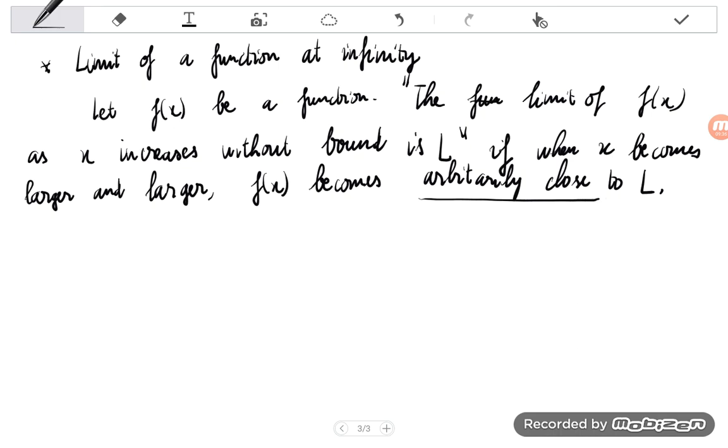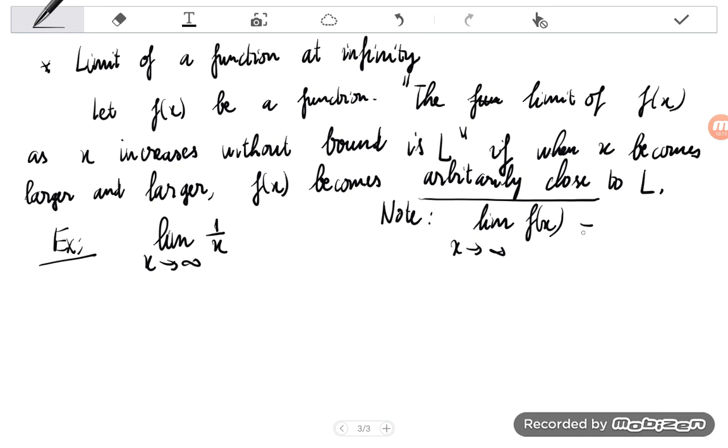Arbitrarily close. We have explained before in the last definition. Now, we come to some examples for you to understand this definition more clearly. So sorry, this statement, the limit of f(x) as x increases without bound is L, you can note it by lim f(x) when x tends to infinity is L. Okay?